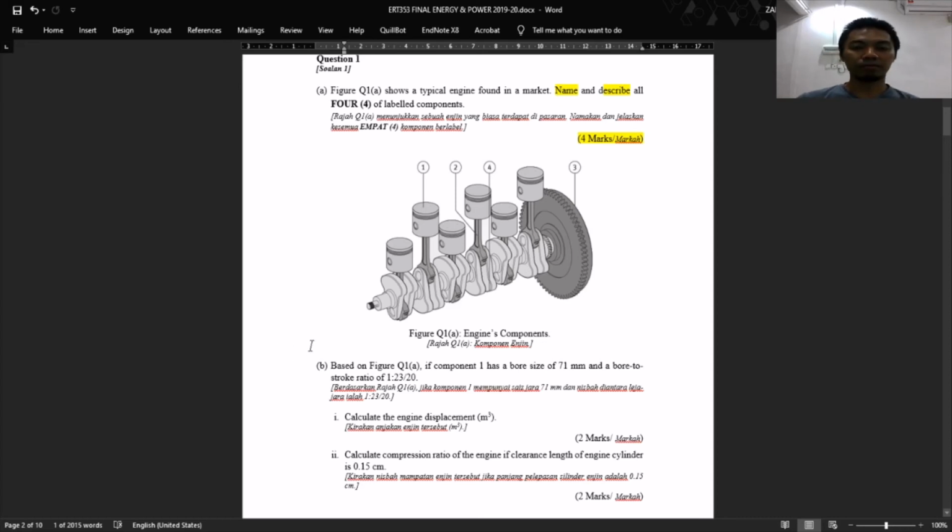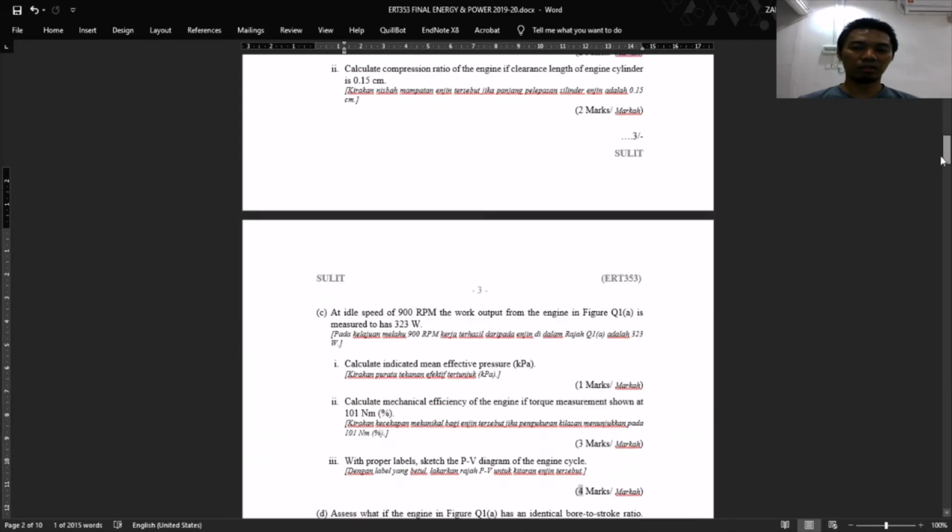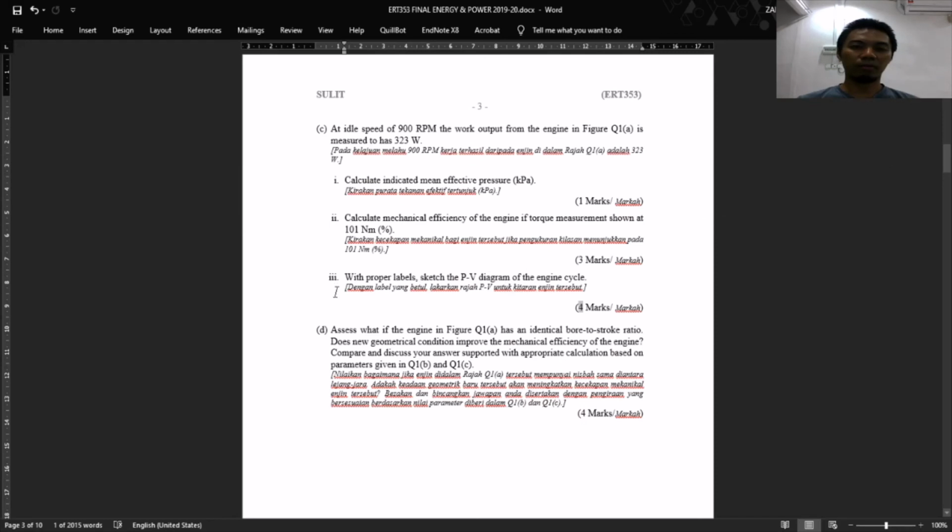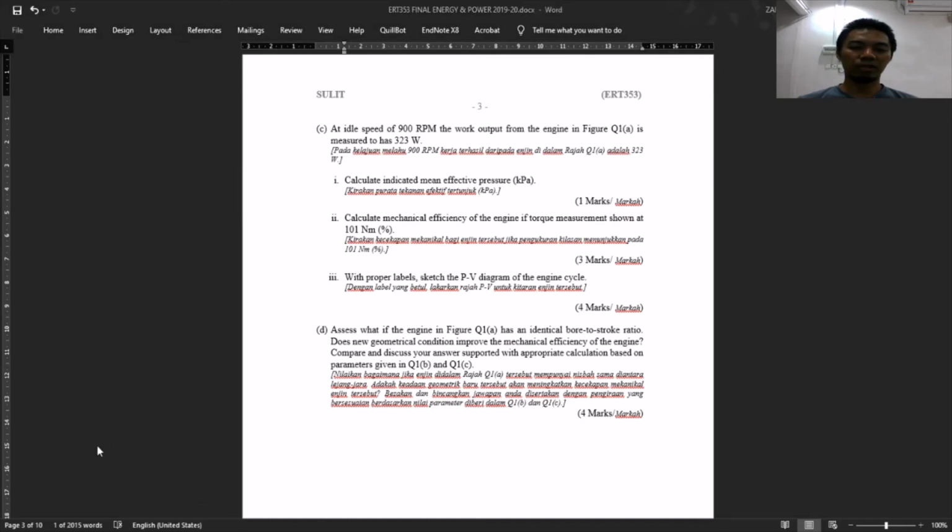Okay, so either way you can show some PV diagram for petrol, for a 4-stroke engine, or for a diesel engine. It is still correct to answer this question, but you need the proper labels with that.